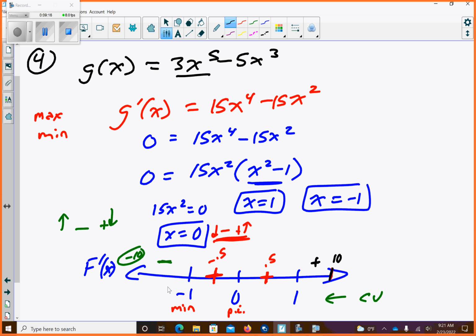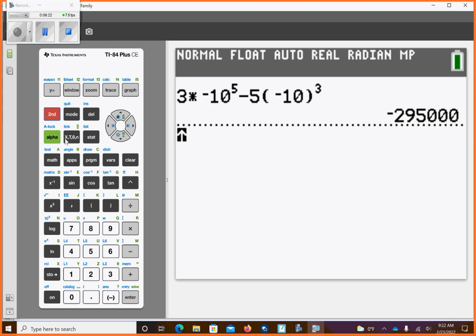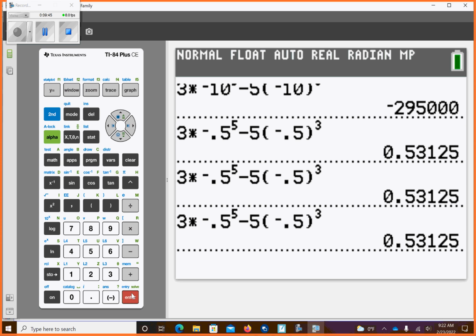Did I say that originally? I did say that. Where our problem is this negative 0.5. Let's just verify that. Whenever you're using these calculators, if you hit second enter, you can go in and modify. So I'm going to make this negative 0.5 and change this negative 10 to negative 0.5. Enter. Whoa, whoa. Oh, that's a positive value.